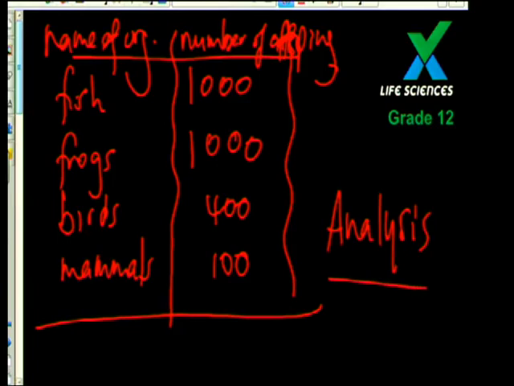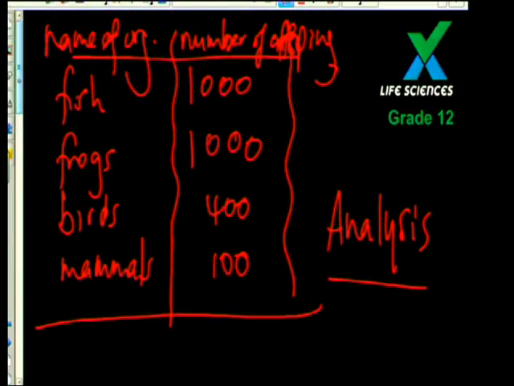Analysis means you're given data, and you need to analyze the data. Some questions you can get straight from the table. You can ask which organism produces the most offspring. Obviously, we look at the numbers, and there we have it. Which organism produces the least eggs or the least offspring? You're going to find it there.